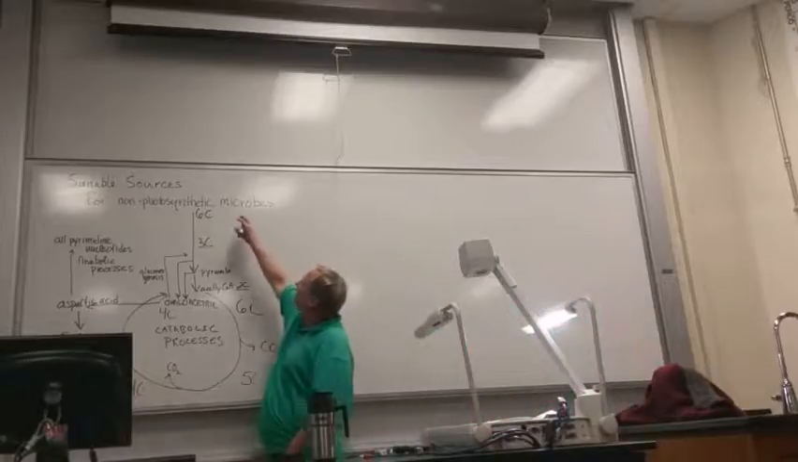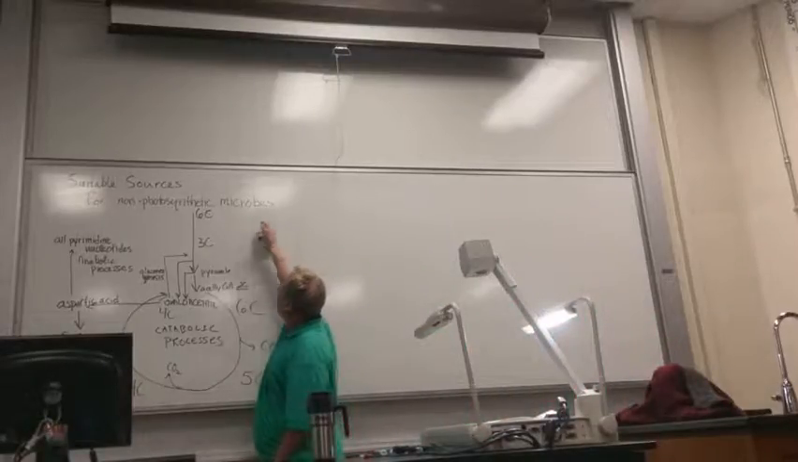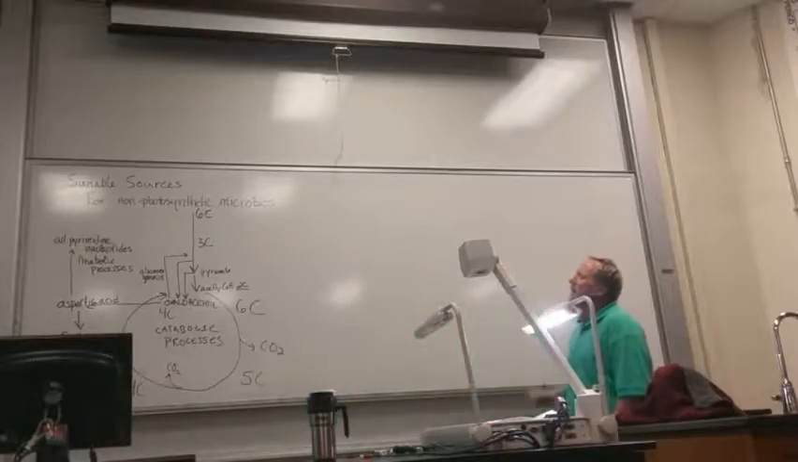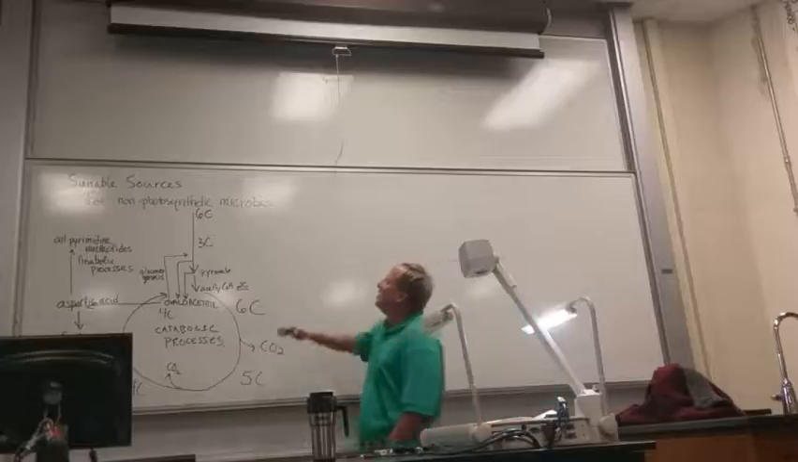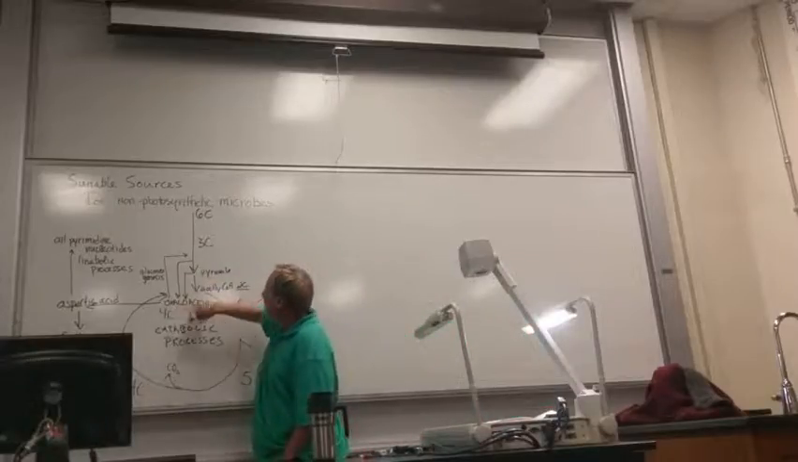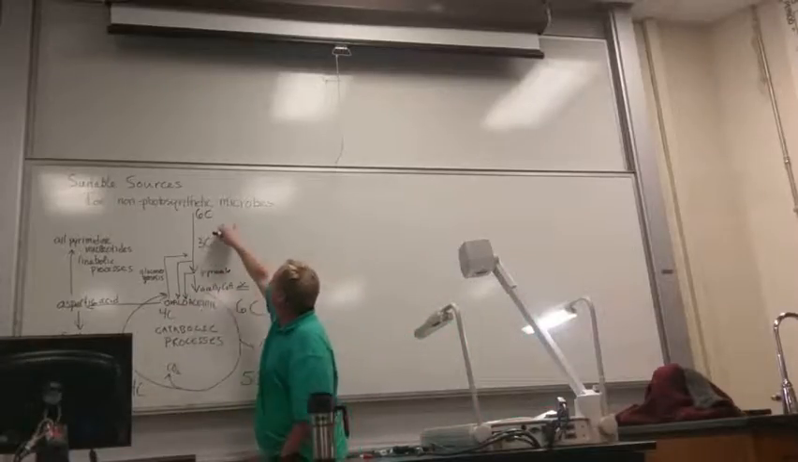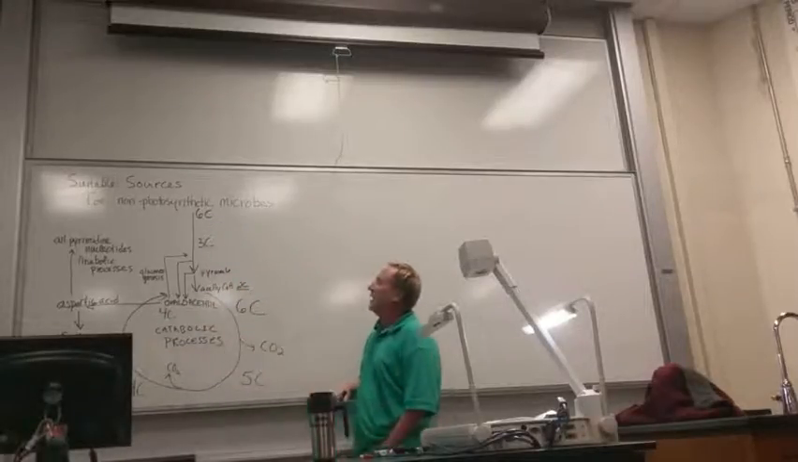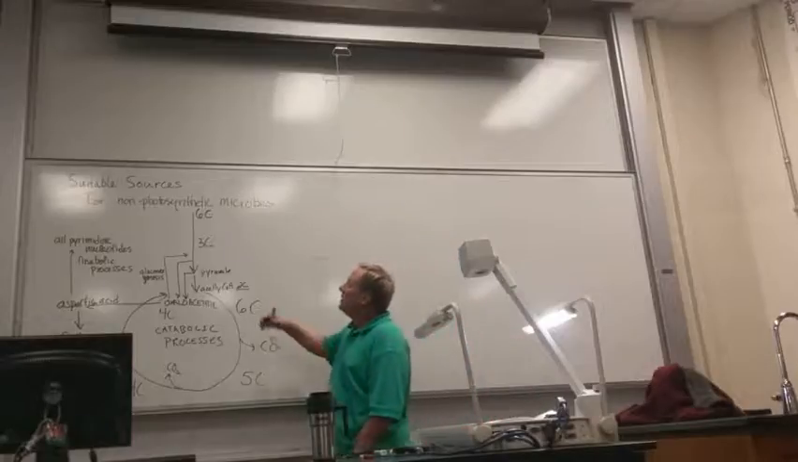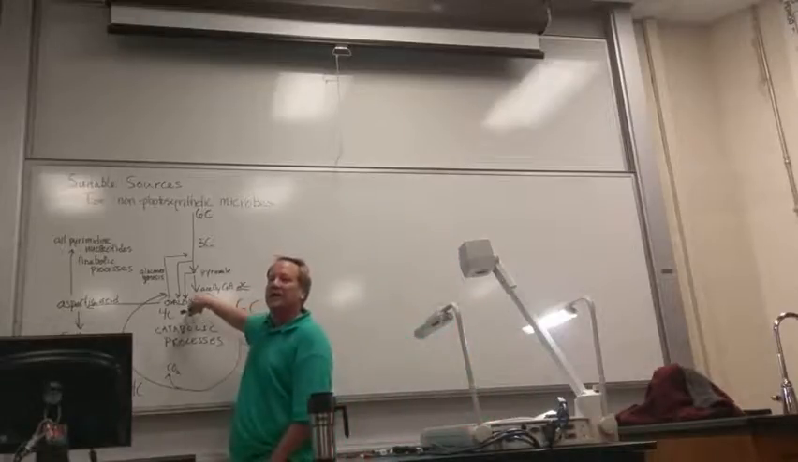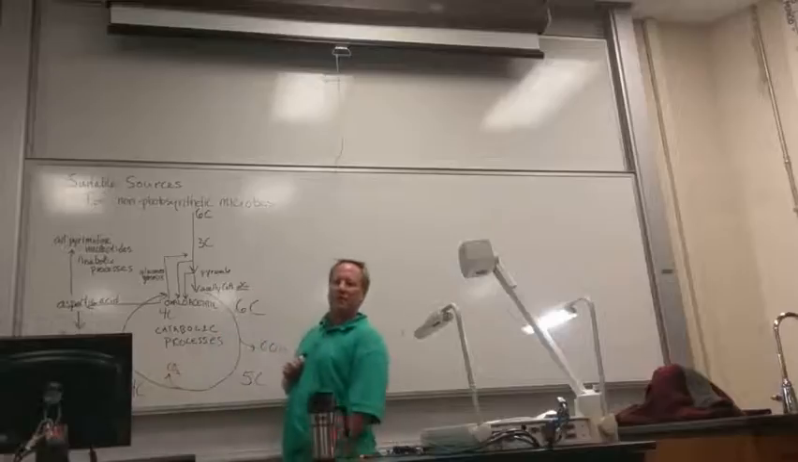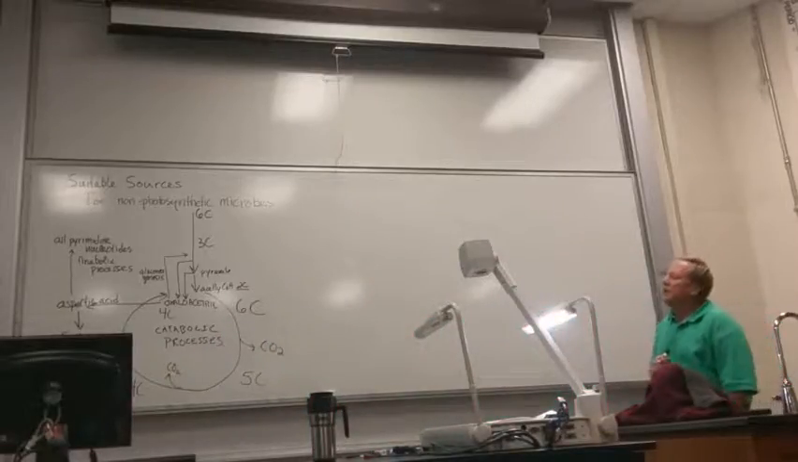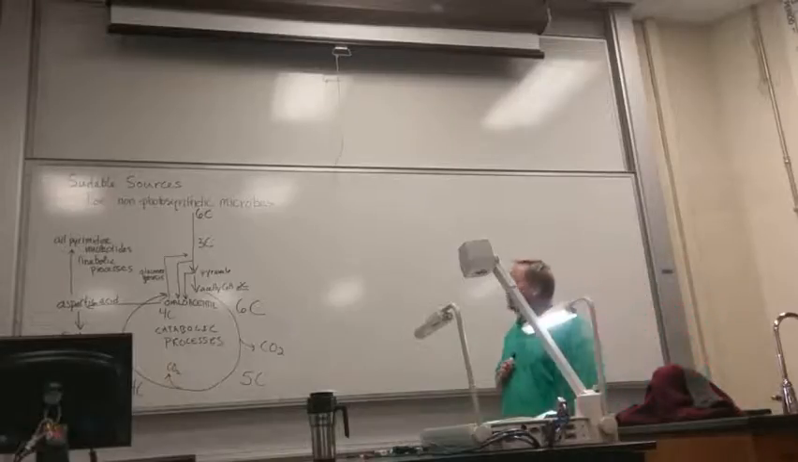So if you're living on a six-carbon source or a three-carbon source, anything that gets converted into a pathway in glycolysis, you can generate energy, and you can make oxaloacetate. Some of your carbon will go into the tricarboxylic acid cycle. Some of it won't. Some of it will be converted into oxaloacetate for anabolic purposes. All right? So you're fine living on a three-carbon or a six-carbon source.